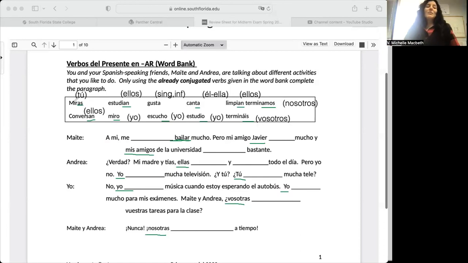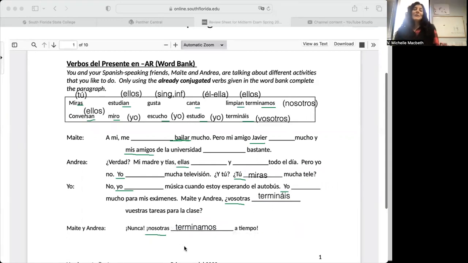Okay. Let's start with the ones that we only have one of. How many forms of tú do we have? Just one. So we know this has to go here. How many forms of vosotros do we have? Just one. So where does this have to go? Here. How many forms of nosotros do we have? Just one. So it has to go here.